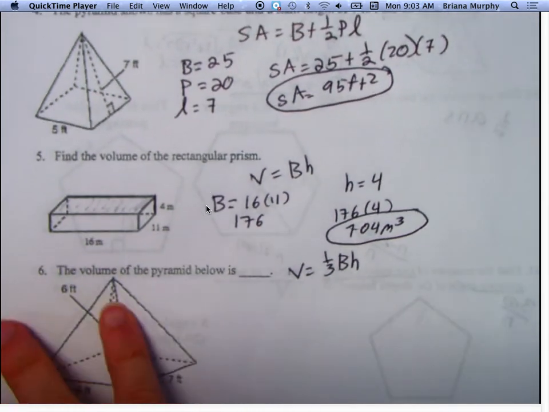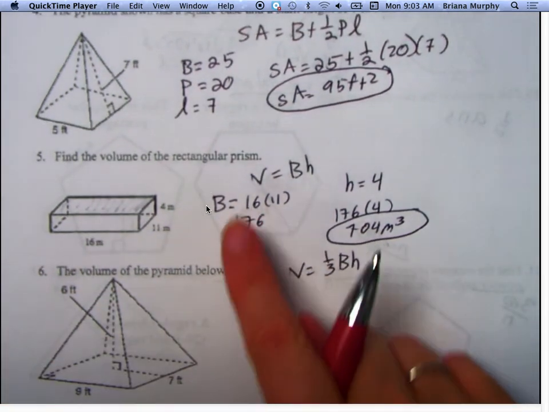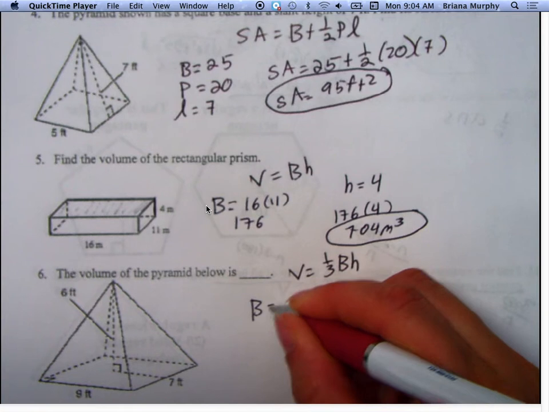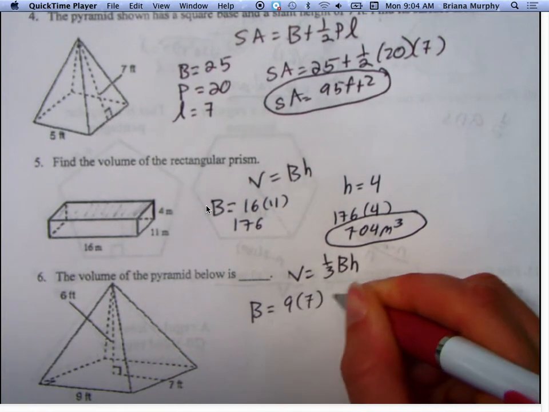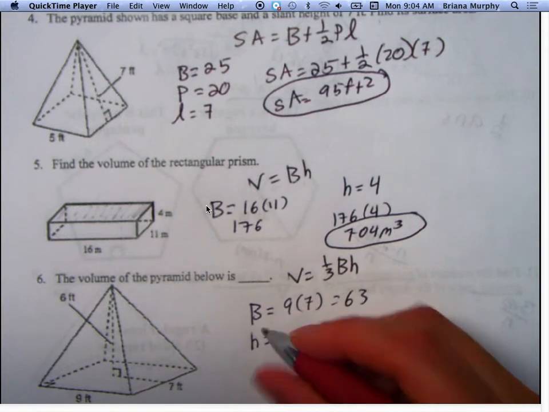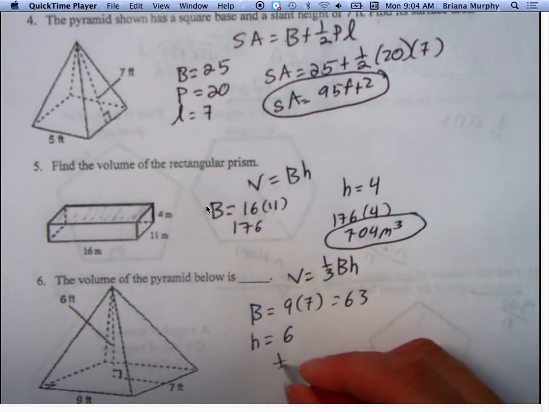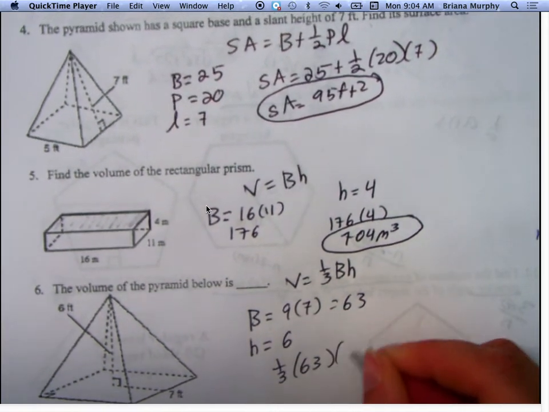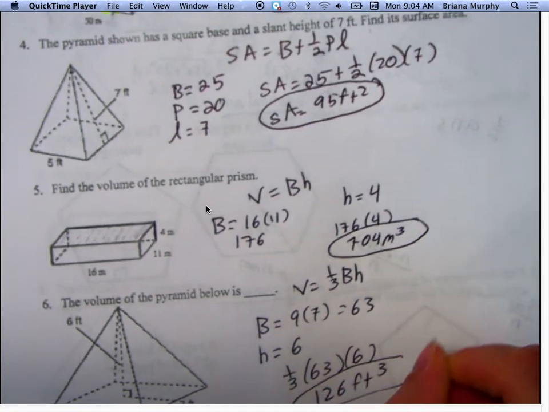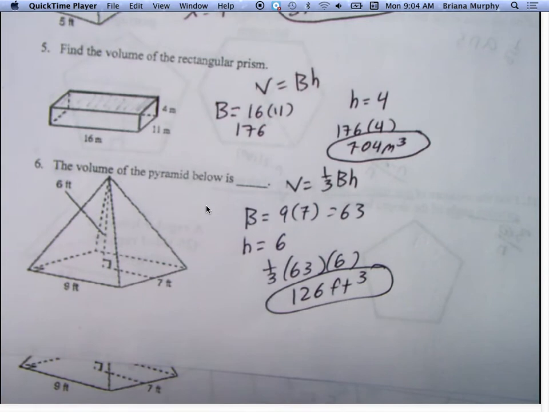Okay, now the difference between the volume of a prism and the volume of a pyramid is that you times by 1/3, right? Because you have to shave off the sides. So we're going to find the area of the base, which is 9 times 7, which gives me 63. The height is written right there for me, so the height of my pyramid is 6. So we go 1/3 times 63 times 6, which gives me 126 feet cubed. Just remember, guys, that volume is cubed and surface area is squared, right?